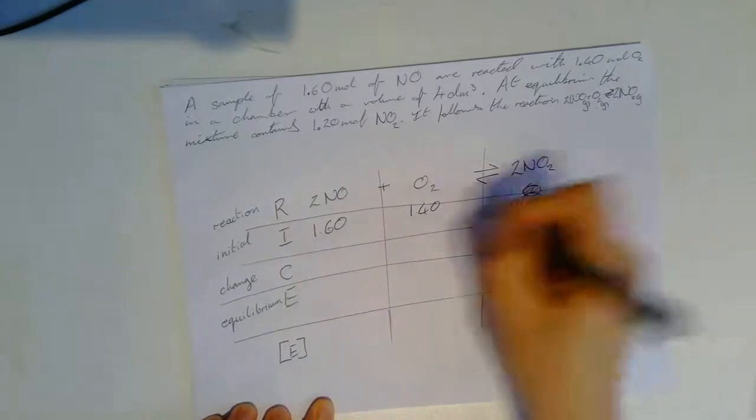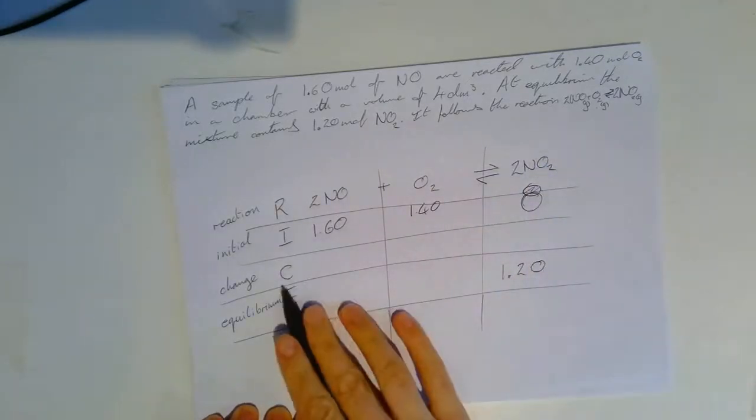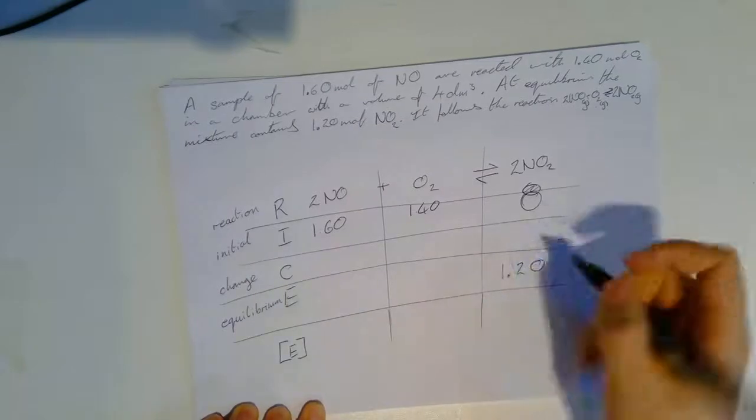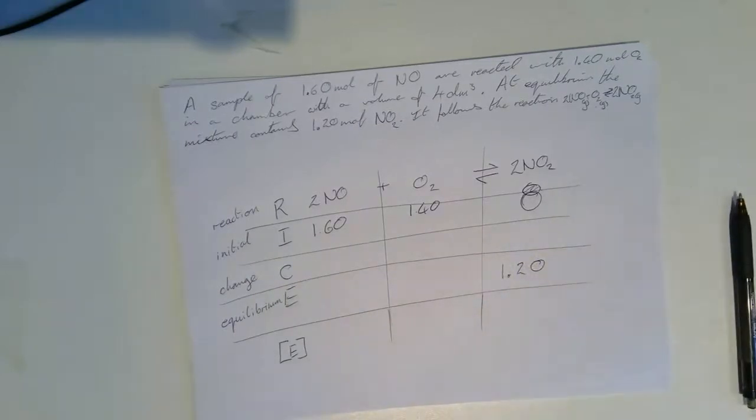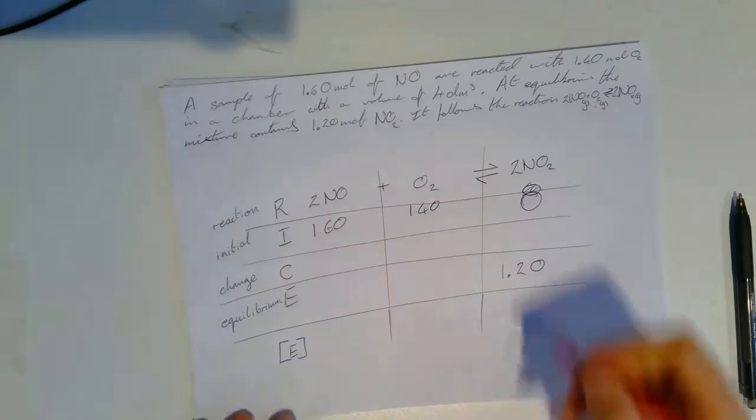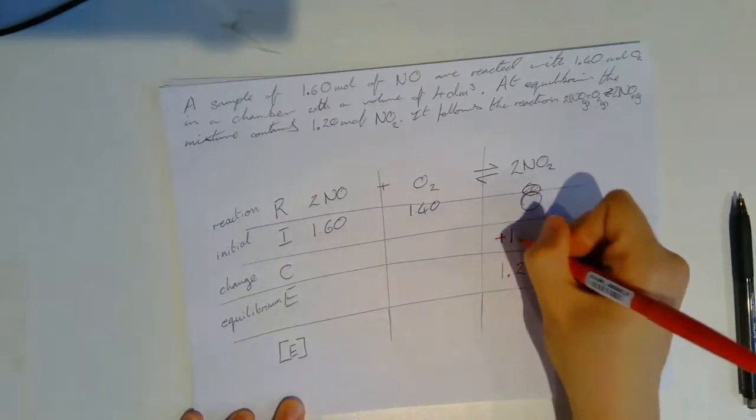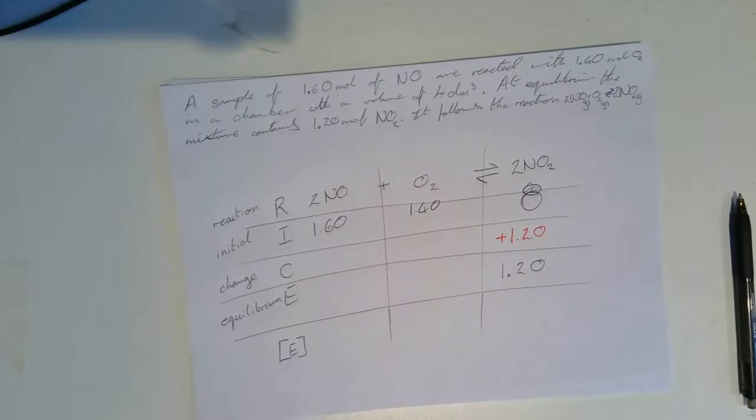Let's get that out of the way. That means that the change in moles of this, so I'll leave those bits as being the bits that the question has told us. That means that this has gone up by 1.20 moles. Okay?